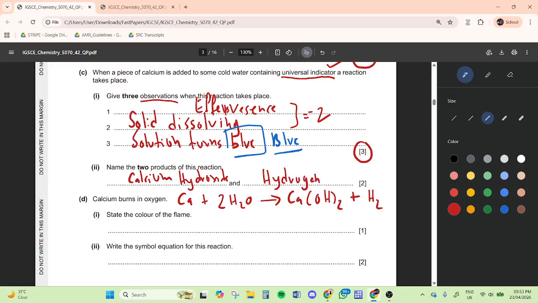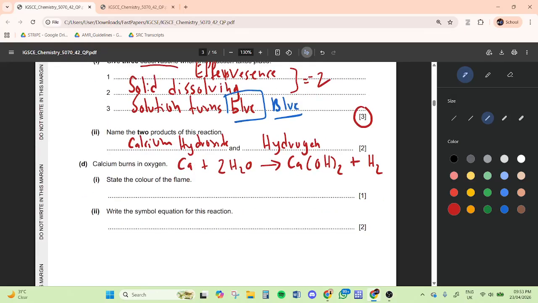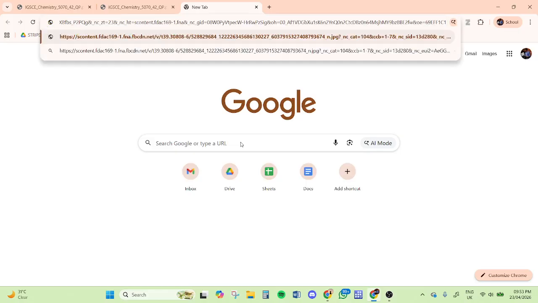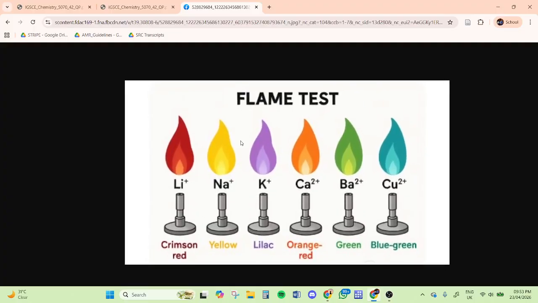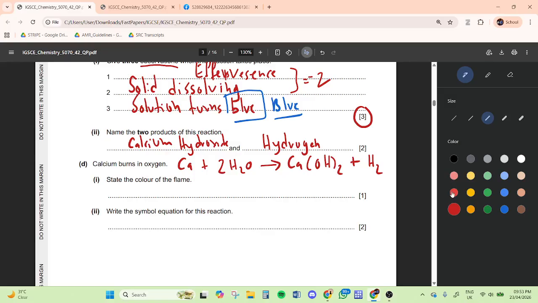All right, so moving on to our next question. Calcium burns in oxygen. State the color of the flame. So there's a useful guide that we have, which is the flame test. It shows that for each ion, what type of color you're going to get. Lithium burns crimson red. Sodium burns yellow. Potassium burns lilac. Barium burns green. Copper burns blue-green. And calcium, obviously, burns a nice, bright orange red. So again, this is one of those things that you need to remember.